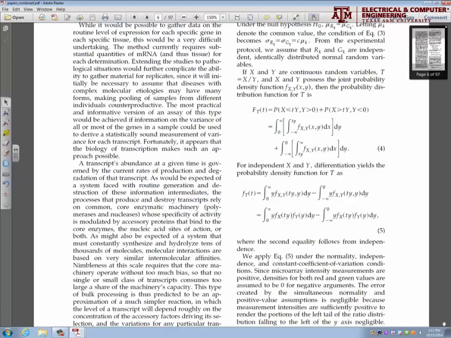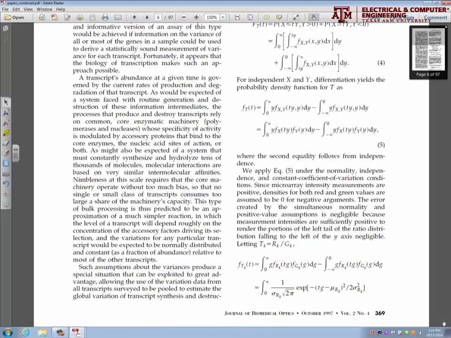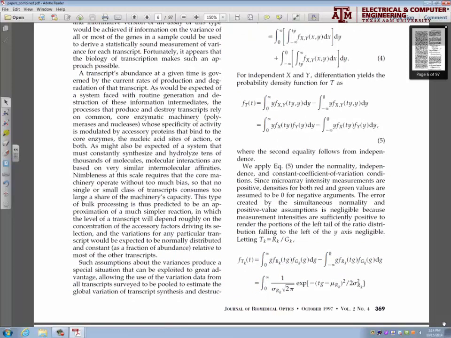Now, since microarray intensity measurements are positive, densities for both red and green values are assumed to be 0 for negative arguments. The error created by the simultaneous normality and positive value assumptions is negligible because measurement intensities are sufficiently positive to render the portions of the left tail of the ratio distribution falling to the left of the y-axis negligible. And again, these are justifications that they have put in; I don't know how strong those justifications are.